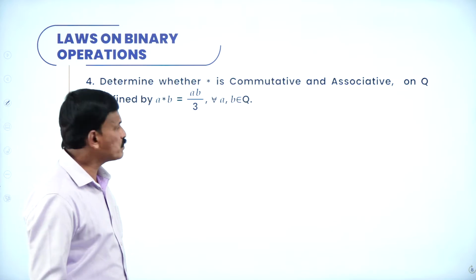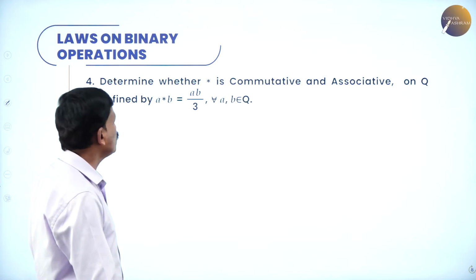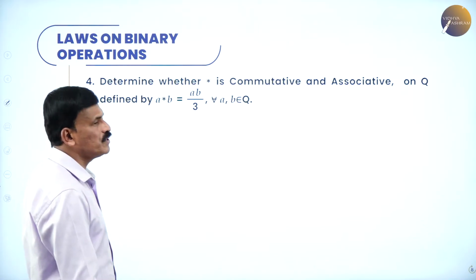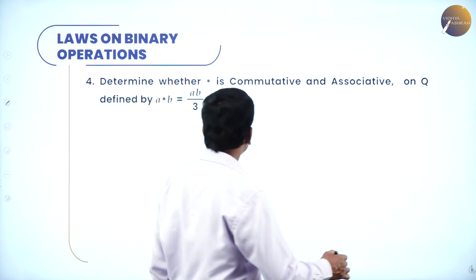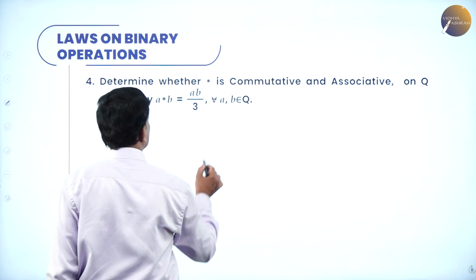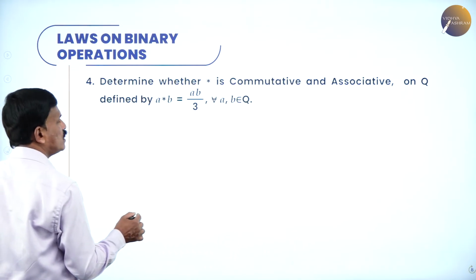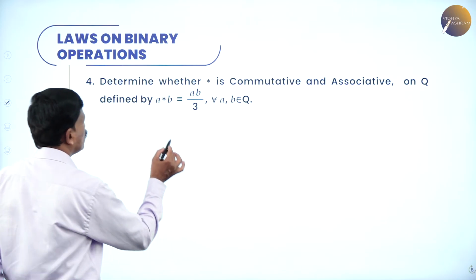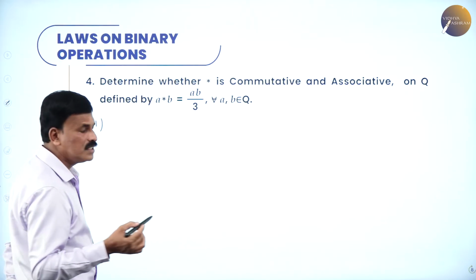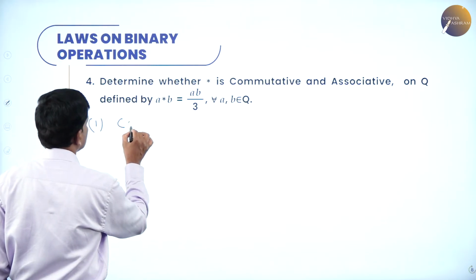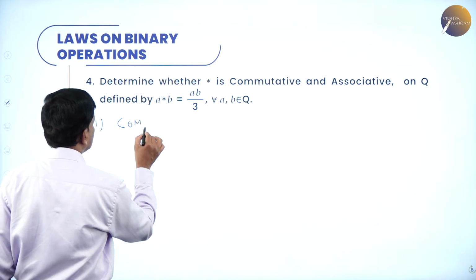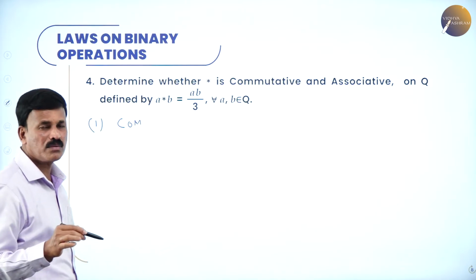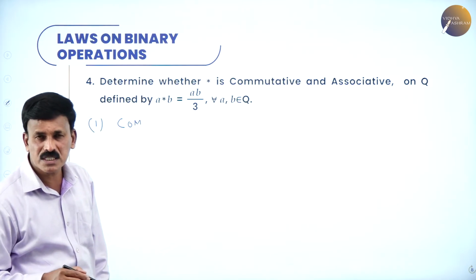Let us come to the next problem. Next problem, same type of problem. Determine whether star is commutative and associative on Q, defined by A star B is equal to AB by 3 for all A, B belongs to Q. Same type of problem. Now let us verify. Just observe carefully, once again I am going to solve this, the same type of problem which I solved in the previous example.